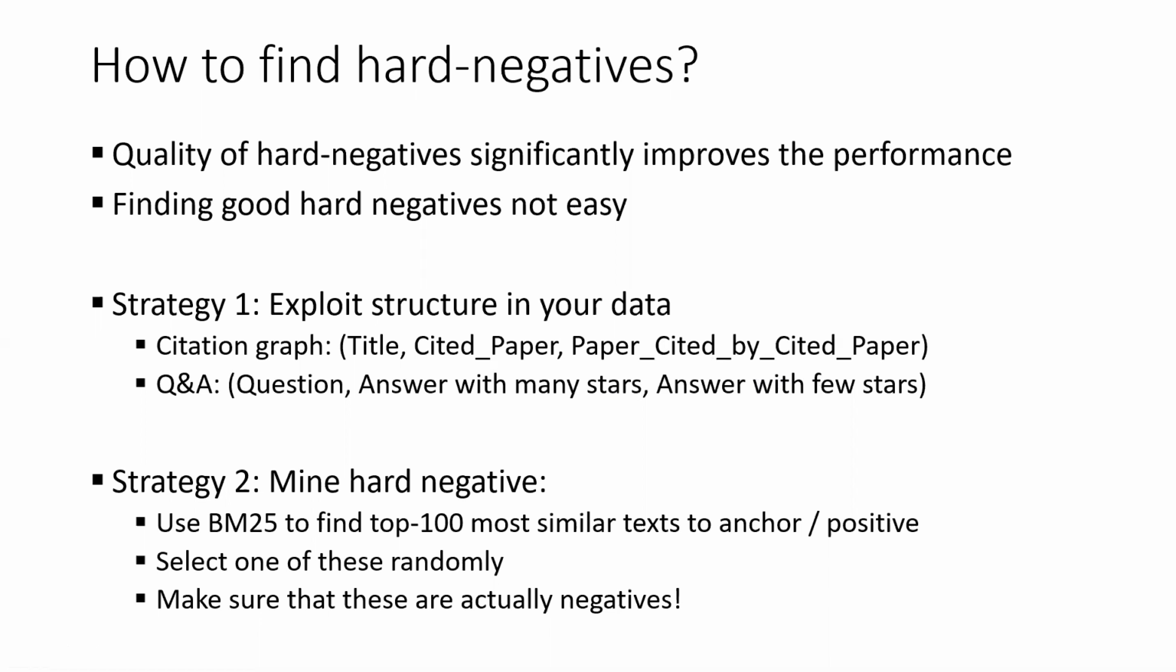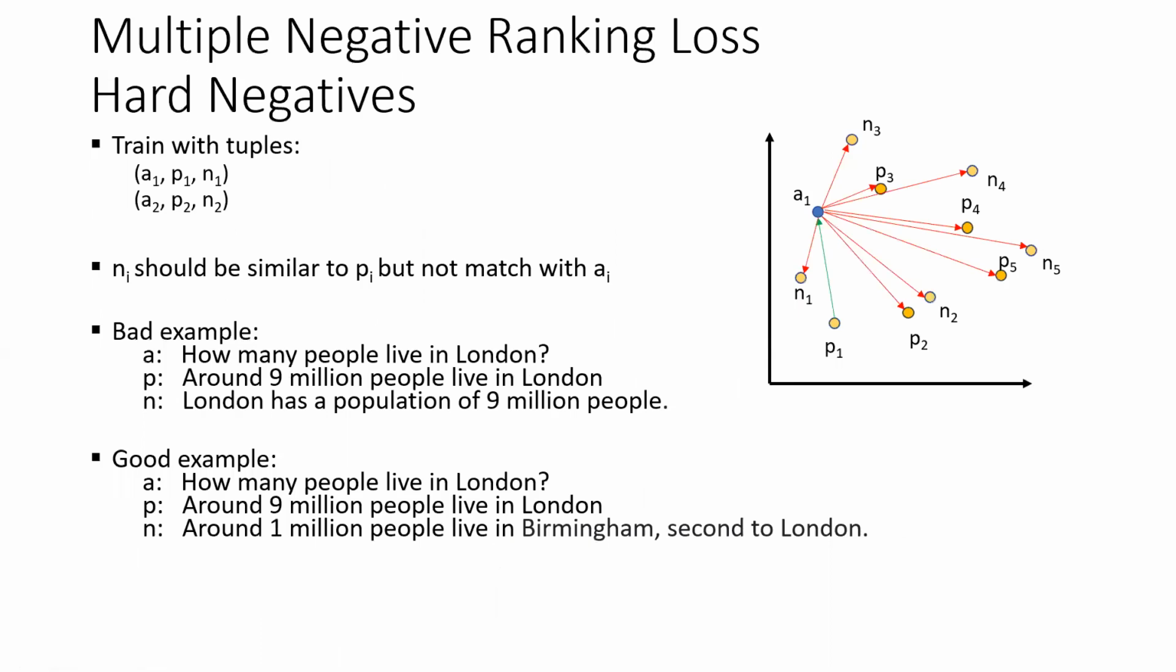Another strategy is to mine hard negatives. For example, if you have just question and answer in your training data, you take, for example, BM25 to find the top 100 most similar passages to either the anchor or the positive, and then you select these randomly. But you have to make sure that these are actually negative. For example, if BM25 gives you such a text, this would not be considered a negative. And if you have too many of these in your training setup, it will actually harm the performance.